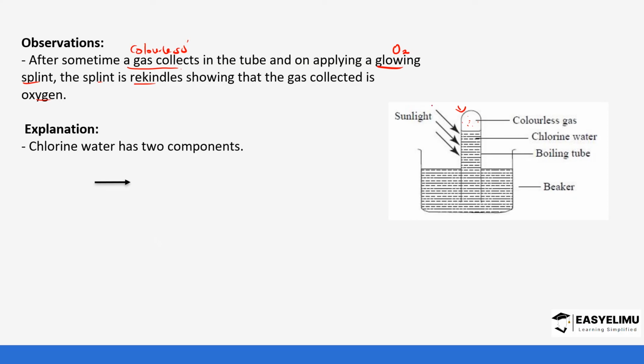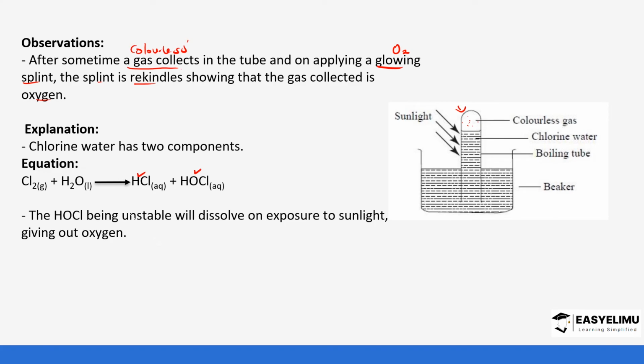So when we look at the chlorine water, we said it has two components, that is hydrochloric acid and hypochlorous acid. So what happens, the hypochlorous acid in the chlorine water is usually unstable, and that is the reason why it dissociates when you expose it into sunlight, and it dissociates to form hydrochloric acid and oxygen gas. So this reaction is very slow. That is the reason why we left the experiment for some time, so that we can observe the gas that was produced. So oxygen gas is going to be produced.